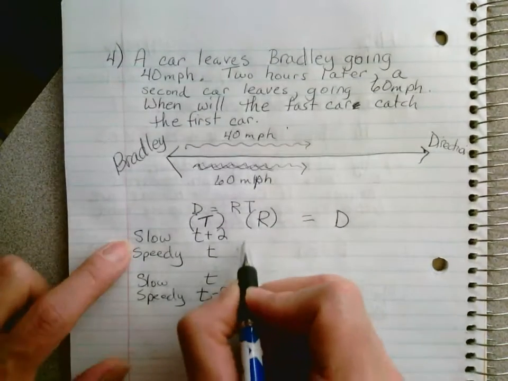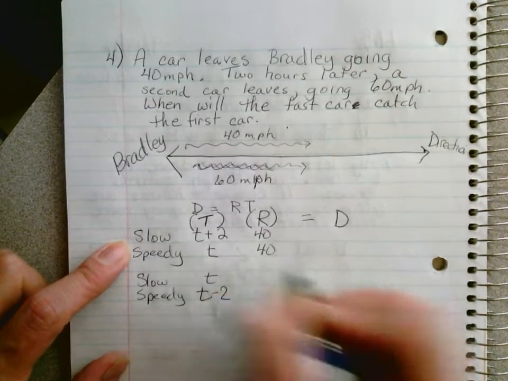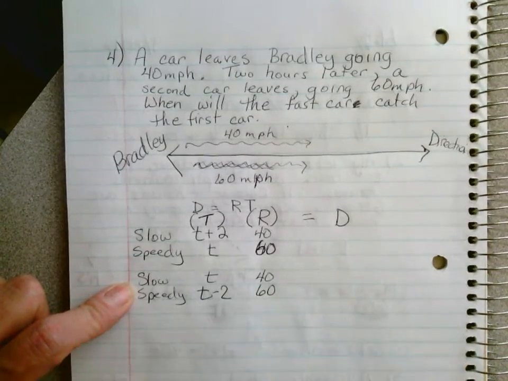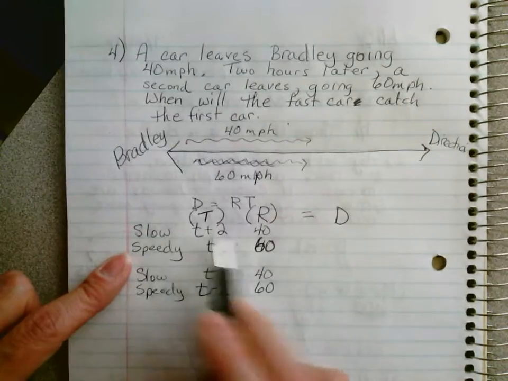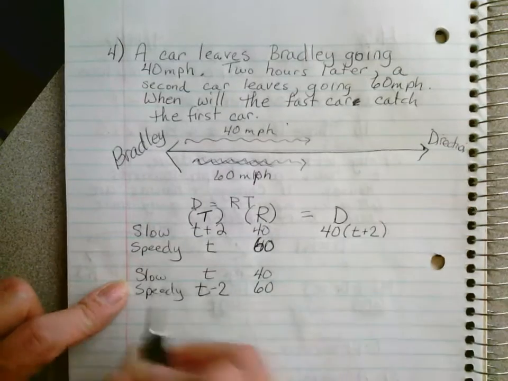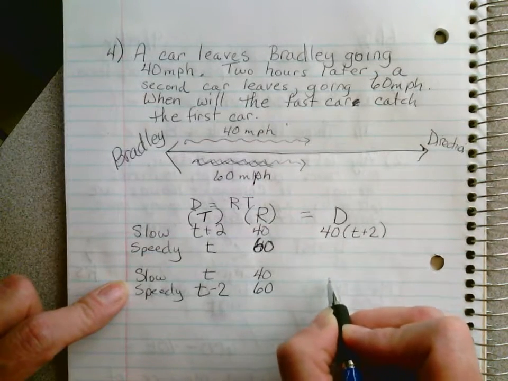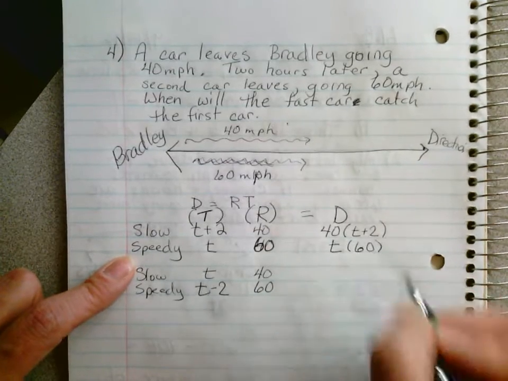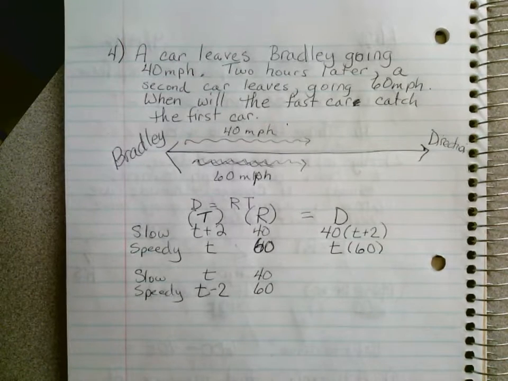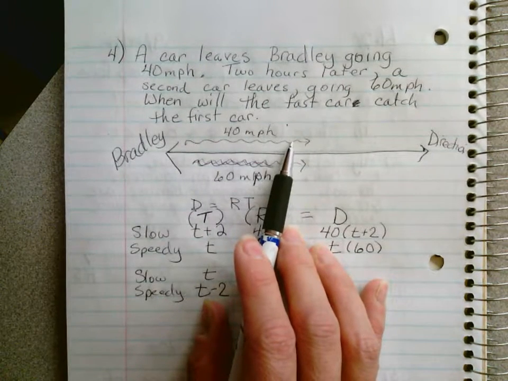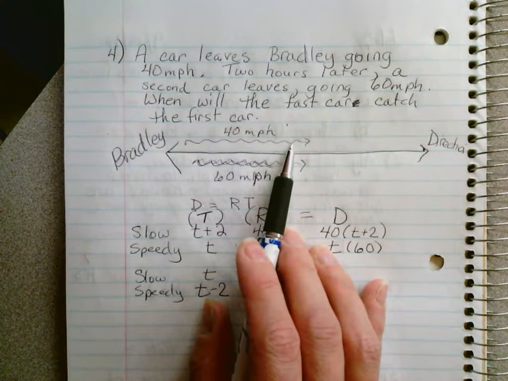So the rate of the slow car is 40. The rate of the fast car is 60. So using this scenario, the distance is equal to 40 times t plus 2. Slow scenario, or using this scenario here, his distance is t times 60, otherwise known as 60t. Okay? So when Speedy catches up with Pokey, he's going to pass him, right? What will their distances traveled be then at that point?